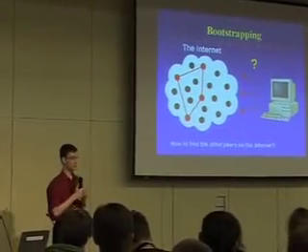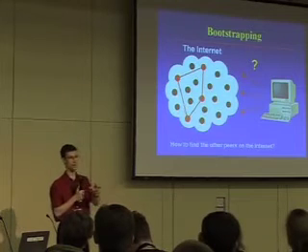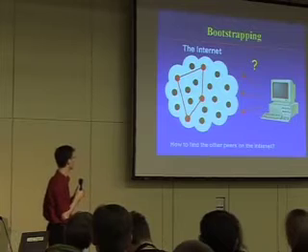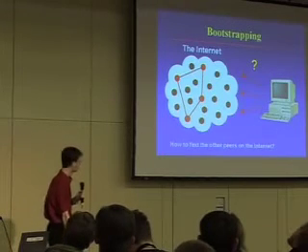If you can find one of the nodes in the network, then of course that node can tell you about other nodes, and those other nodes can tell you about other nodes. So you need to find at least one of them. So how can we do that? Well, there are 2 approaches.